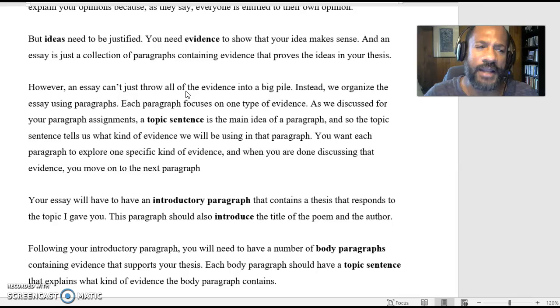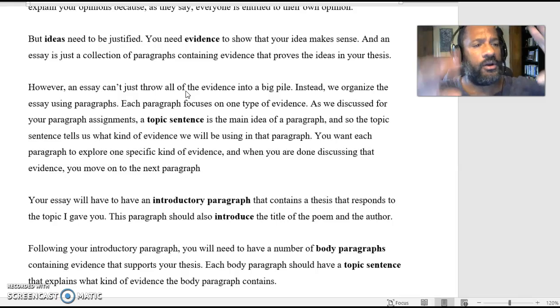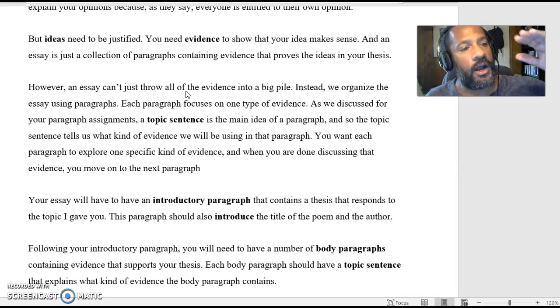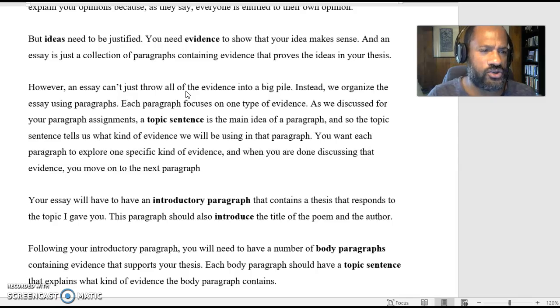And that makes it a lot easier for the reader to understand what's going on. It also makes it easier for you as a writer to figure out what you're supposed to be doing, right? I'm going to do this, and then I'm going to do that, and then I'm going to do that. I have this kind of evidence, and then I have that kind of evidence, and I've got some other kind of evidence. And so having some kind of organizational structure makes it easier on both sides.